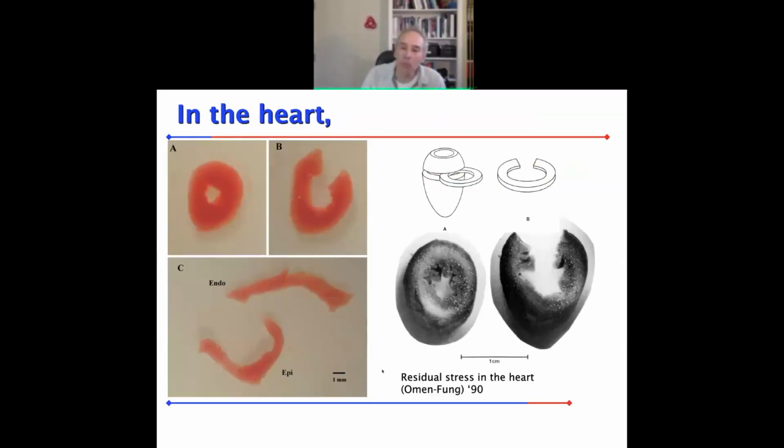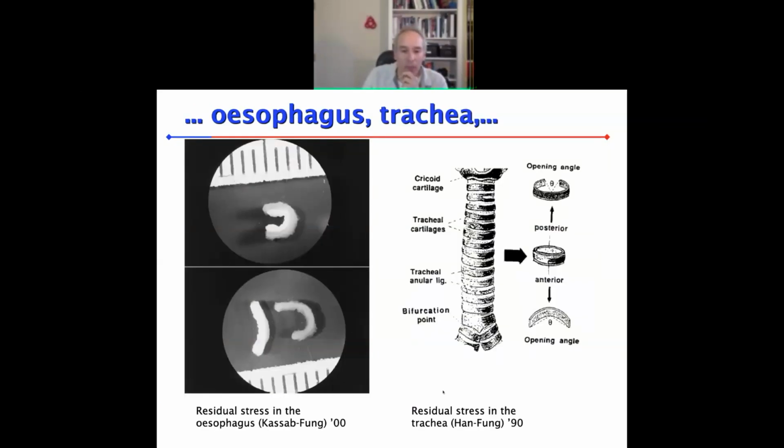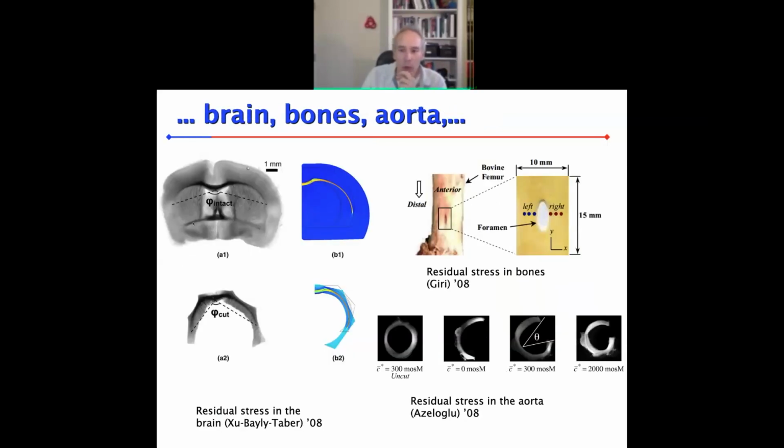And you see that in most of the soft tissue that you can think of. You see that in heart, you have residual stress and the importance of nonlinearity in the constitutive law, residual stress in the heart. Again, Funk has been very happy cutting things left and right. In the esophagus, here in the trachea, in the brain, a very nice experiment that really changed the way you look at the mechanics of the brain early on by the group of Phil Bailey and Larry Taber.